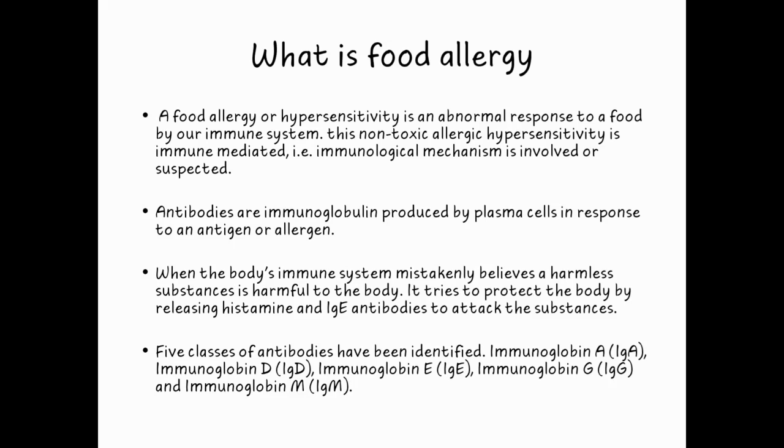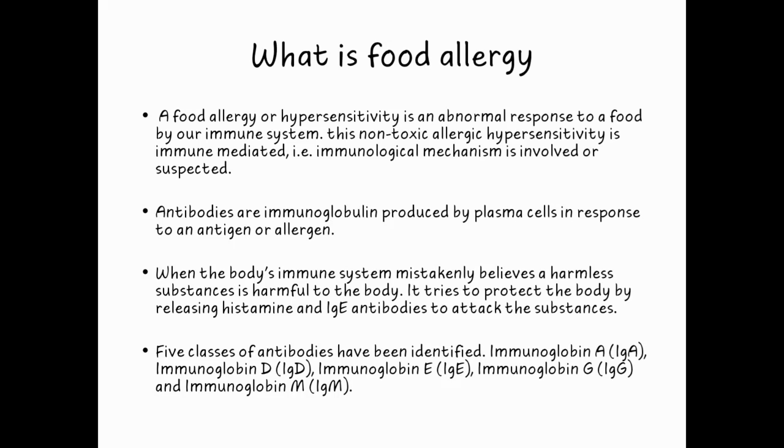This, I think, has already been covered when you're doing the physiology topic. Okay, so people who do not know, this is basically what antibodies are. When the body's immune system mistakenly believes a harmless substance is harmful to the body, it tries to protect the body by releasing histamine and IgE antibodies to attack the substances. Okay, so this is how our immune system responds.